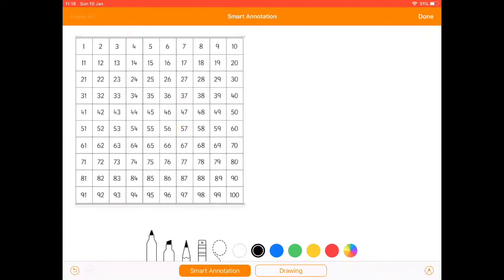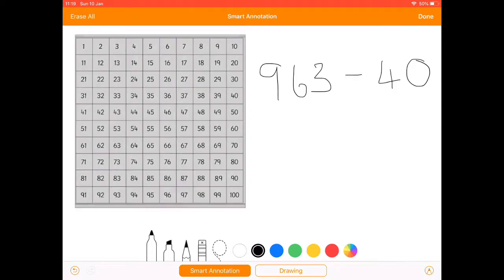Let's look at another example of this. So say you have 963 this time, and we're subtracting 40. So again, I'm going to say that number for you, 963. So let's check our place value. How many hundreds did I say we had? Yes, we have 9 hundreds. How many tens do we have in this number? Yep, we have 6 tens, 60. And how many units do we have? 3 units, that's right, so 963.